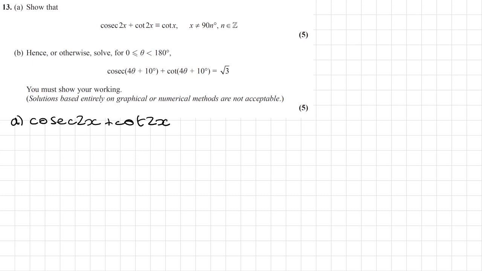Now, I don't really fancy using the double angle for tan and doing 1 over that, or trying to do a double angle for cosec. So my first step would be to change these into sin and cos. So cosec is the reciprocal of sin, so I can write that as 1 over sin 2x. Cot is the reciprocal of tan, so it's cos over sin.